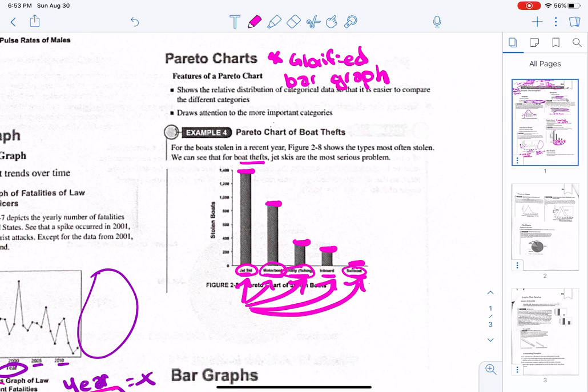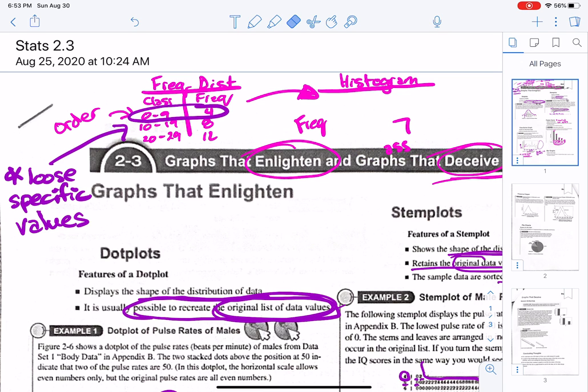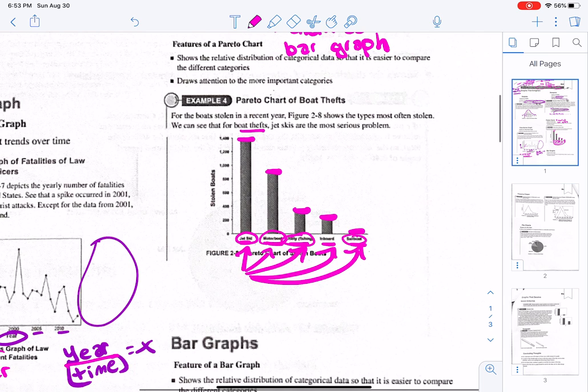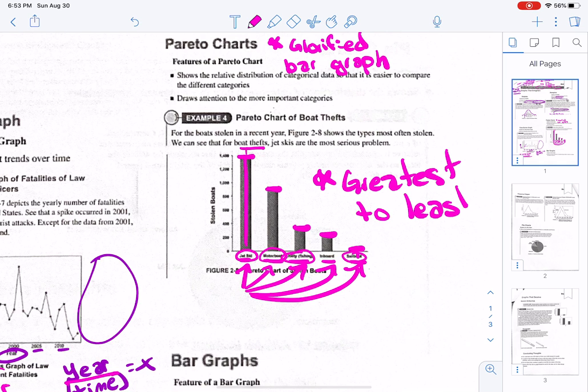So specifically, those 5 categories, there is no specific order to them, like we were listing the classes here that have to go in order. Jet ski shouldn't come first before sailboat, other than the fact that there's more. So they would just put the most in this category and the least in the very right category. So I'm going to say from greatest to least. That's why it is a glorified bar graph.